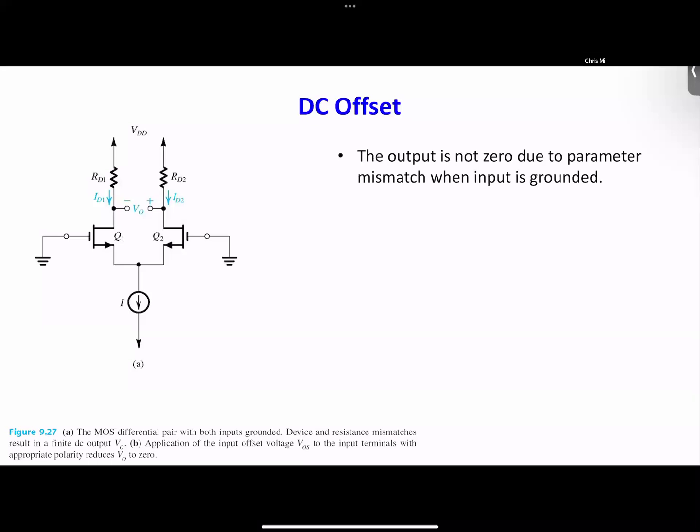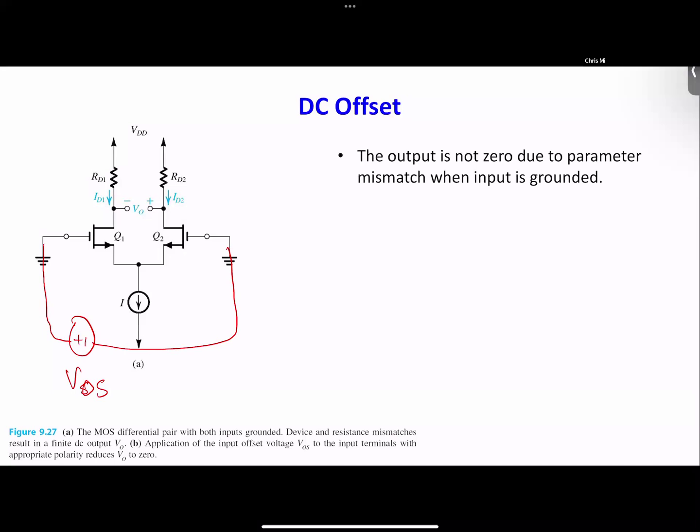Because there's this offset at the output, if we apply some sort of voltage at one of the gates, you see what happens. Let's say, for example, the output at terminal 2 is lower than this one, and if we increase the voltage over here, the voltage here will increase, until this voltage is the same as this voltage, and we're done. So no more DC offset. So the idea to remove DC offset is to apply a voltage. We call it VOS.